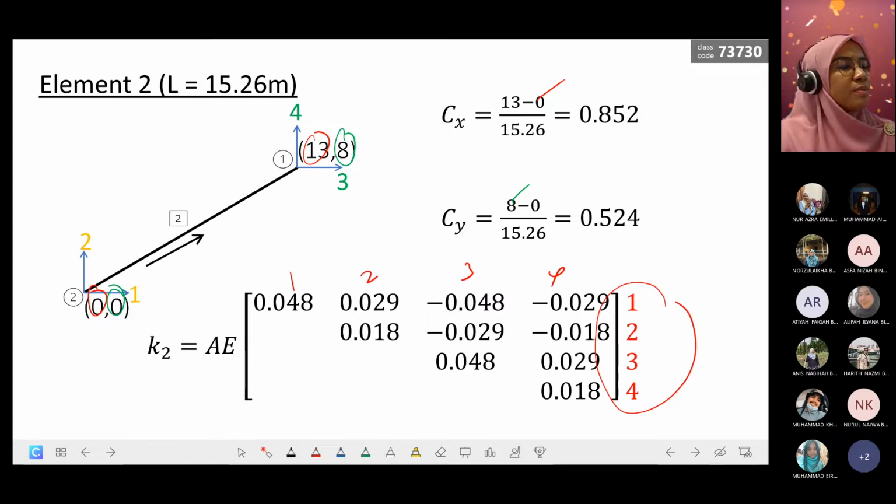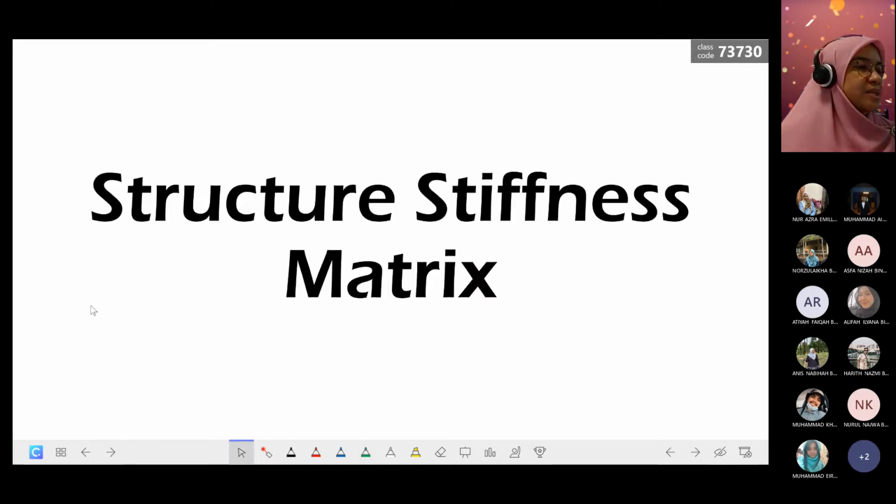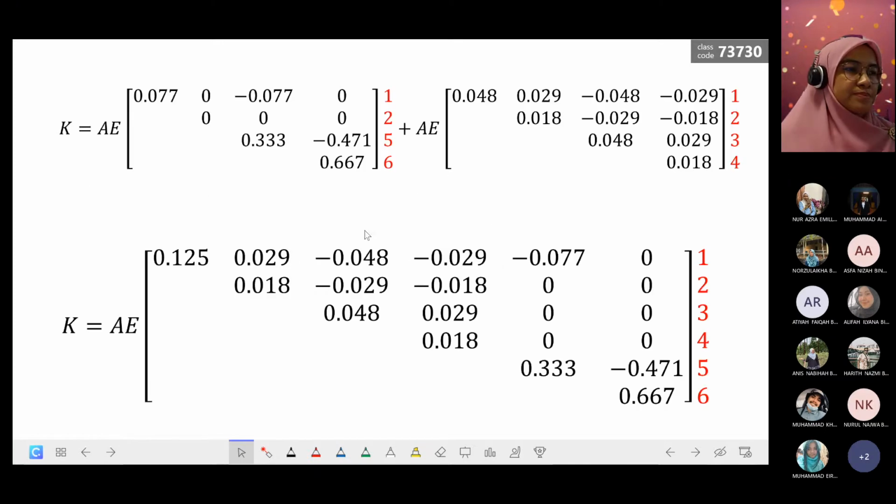And use the formula to fill in the matrix. Only AE we put outside, and L we divide into whatever value that we get, because we want to add these two, K1 and K2. So AE is constant, we keep AE as constant. So once we get this, we will establish the structure stiffness matrix, this structure stiffness matrix.